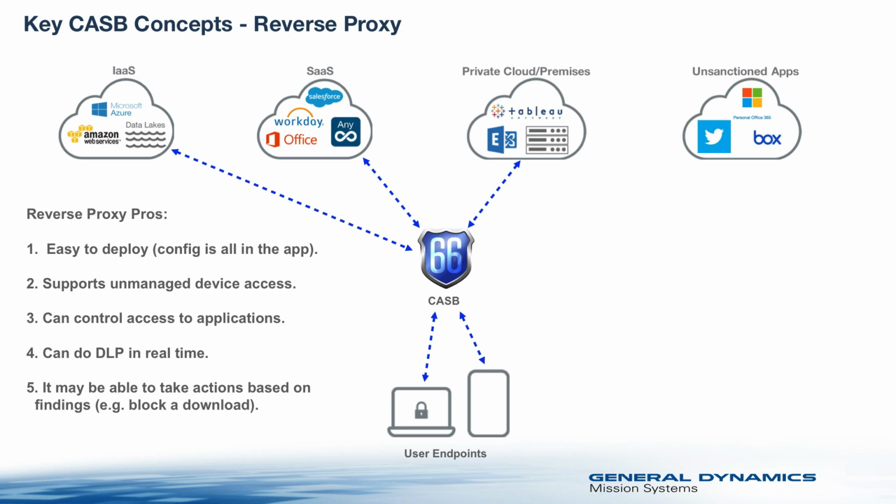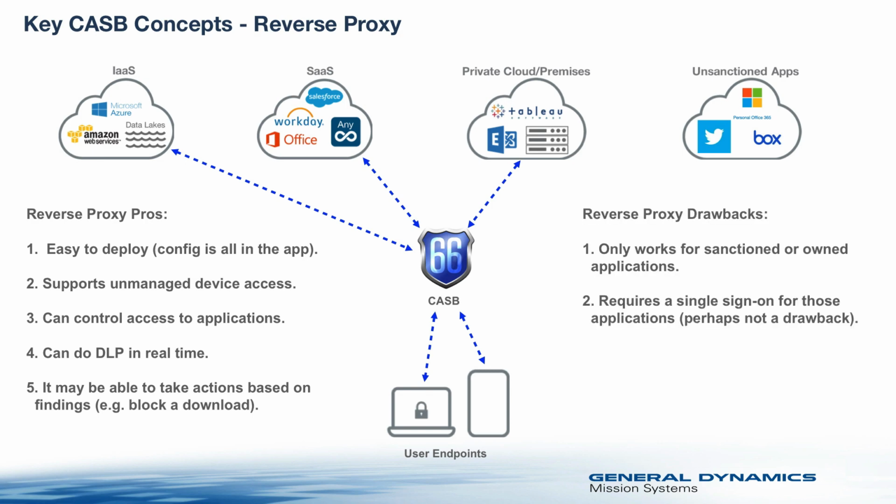And just like we talked about, we can now control access to all those applications in real time. We can allow or disallow access based on different things like the username, the device they're coming from, the location they're coming from, the time of day. And if we do allow access, we can do data loss protection in real time and take action on user behavior in real time as well. Of course, there are a couple of drawbacks to reverse proxy.